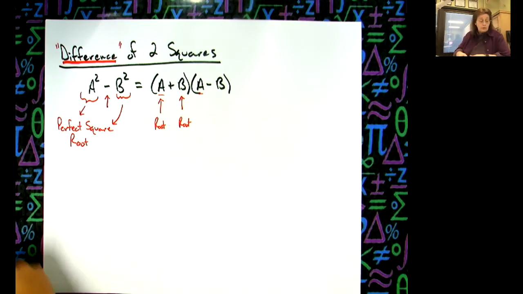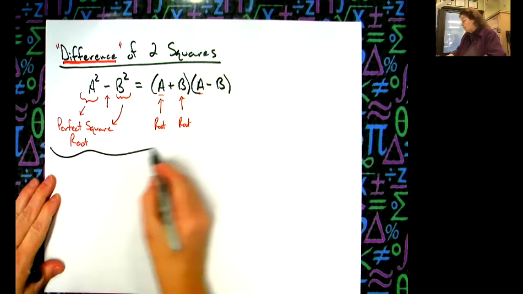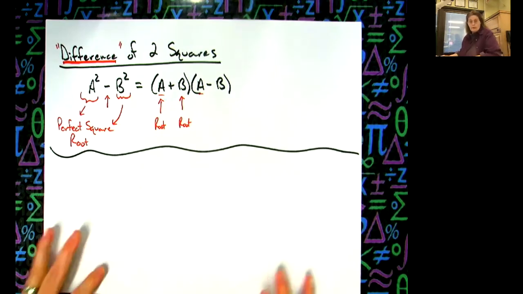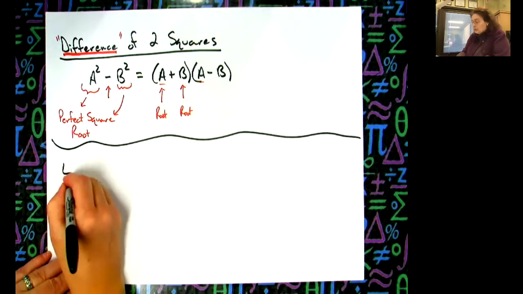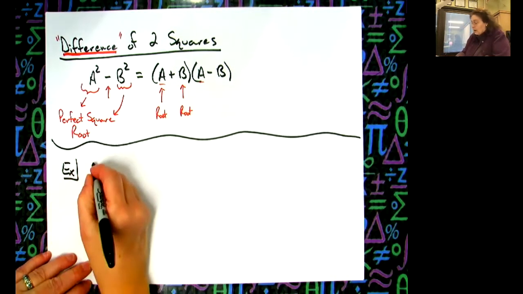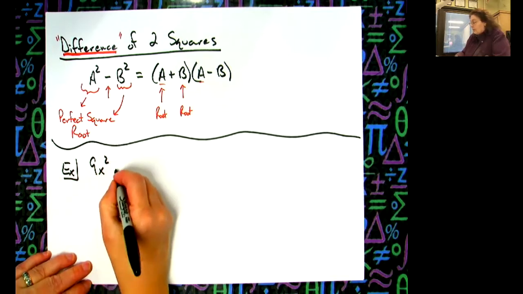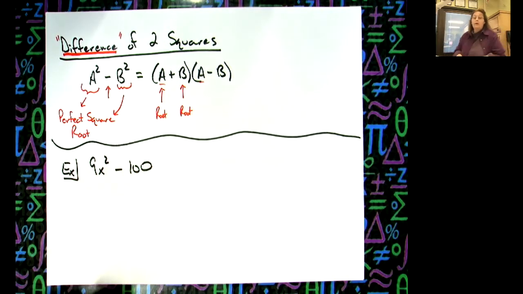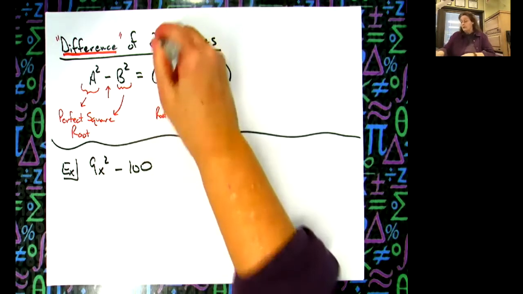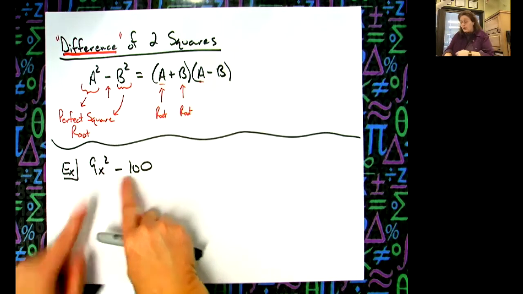Okay, all right, so let's start with really simple examples, because they're all actually going to be really simple here. So let's suppose I had something like 9x squared minus 100. All right, every one of these, for it to be a difference of two squares, I have to have two terms, and I have to have a minus.